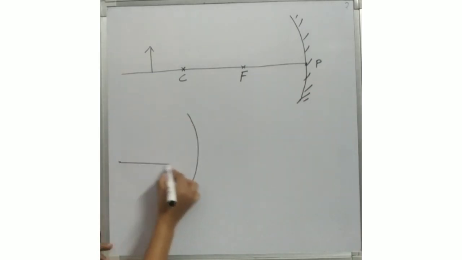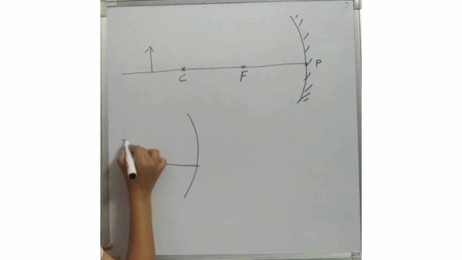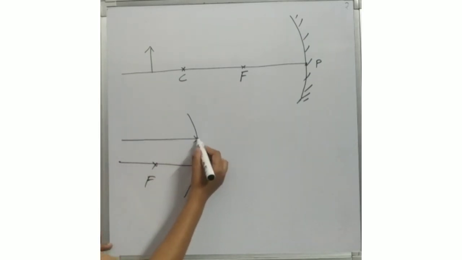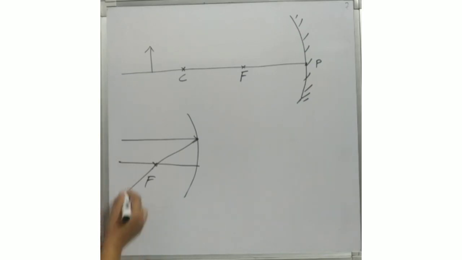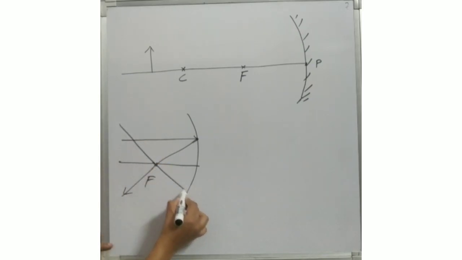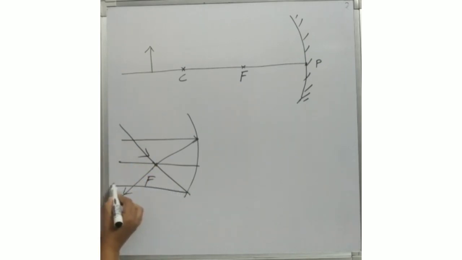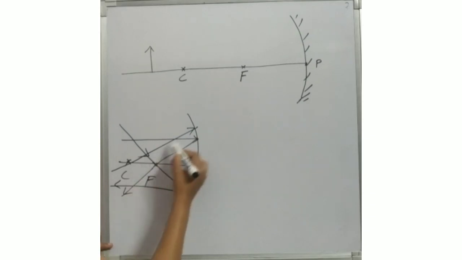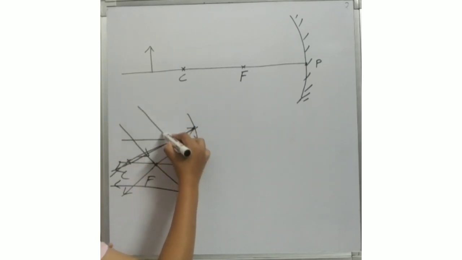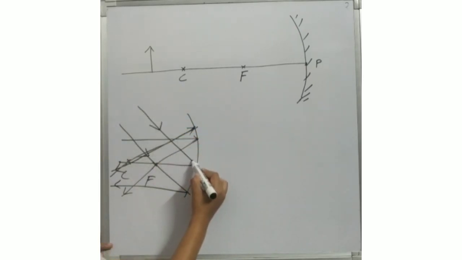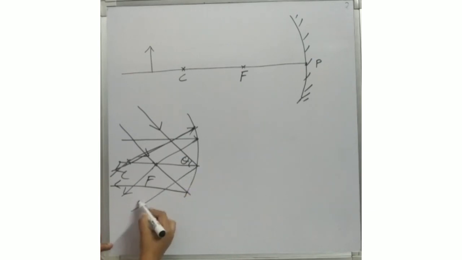Now, we know there are 4 rules to draw the ray diagram. First one is, if a ray comes parallel to principal axis, it will reflect through focus. Second one is, if a ray is incident through focus, it will reflect parallel to principal axis. And the next one is, if a light ray comes through center of curvature, it will follow the same path, or it will reflect through the same path. Another one is, if a ray is incident at an angle, then it will reflect making the same angle of reflection. These are the 4 rules of ray diagram that we know.